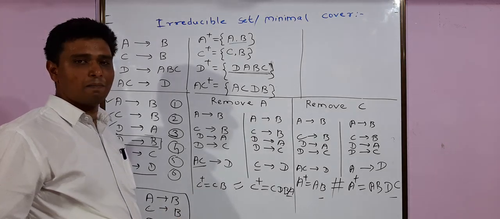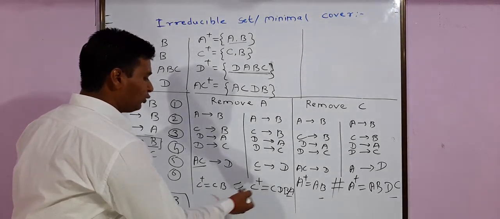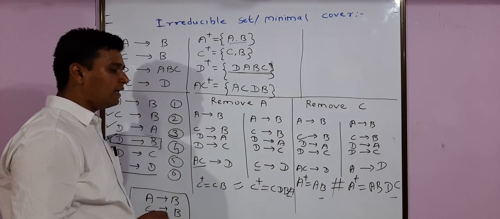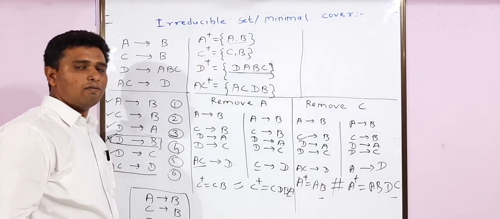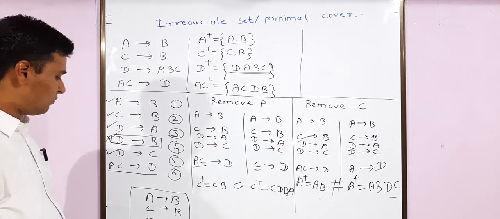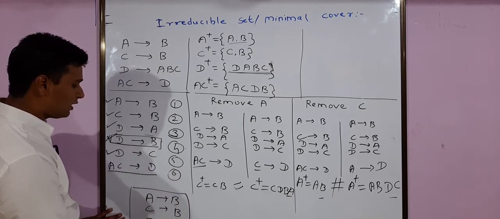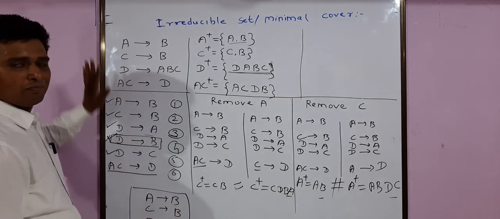So we will see another example where we will have the two sides matching, and then we will again move towards solving the second step, and we will solve. Okay, so this is the canonical cover for this functional dependency.